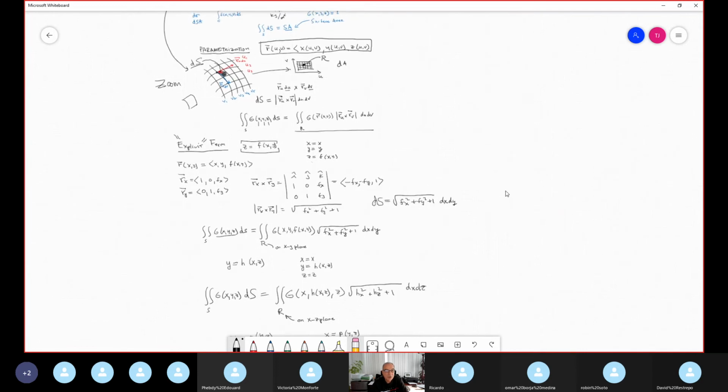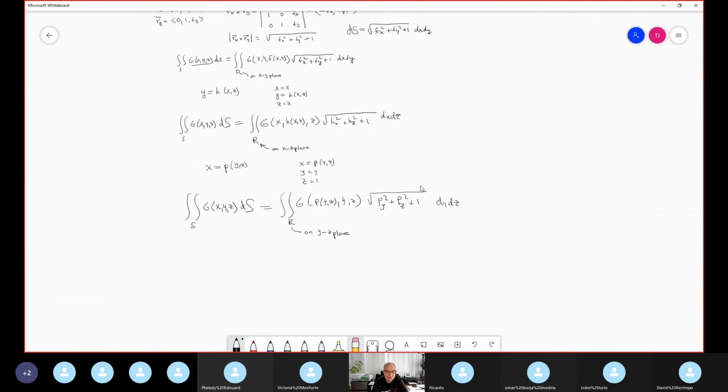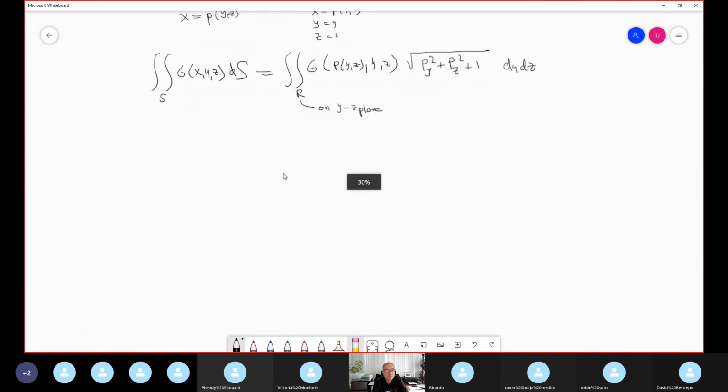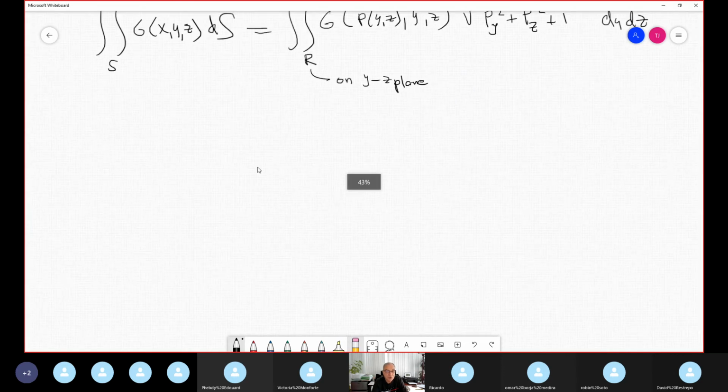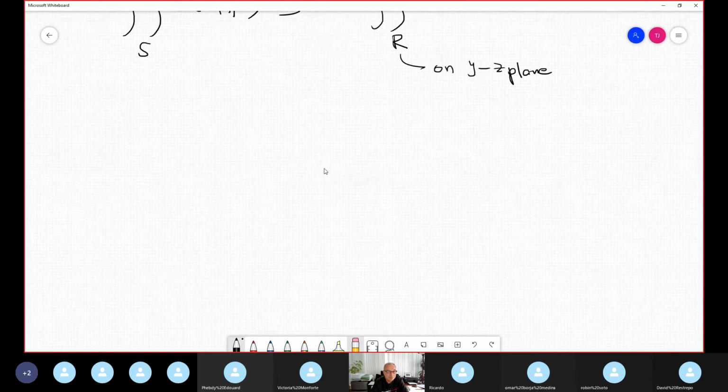Okay, this is explicit. So far, we studied parametrization, we studied explicit, and now we study implicit. Let me explain implicit form of performing the surface integral.